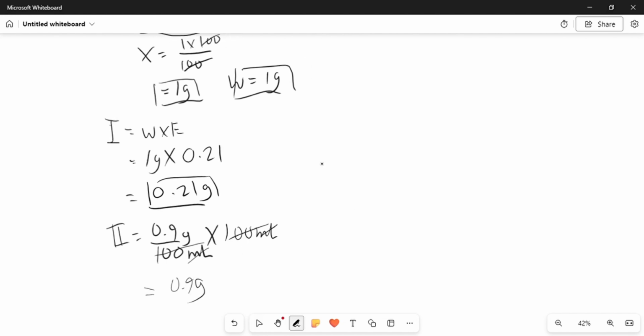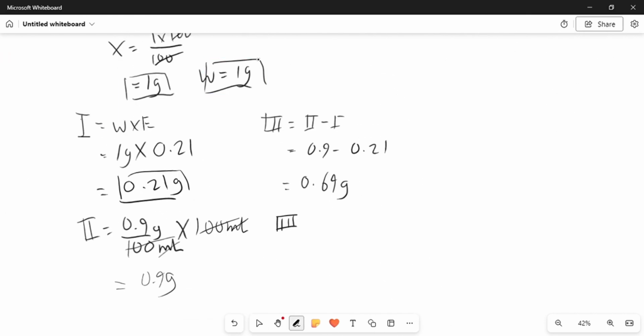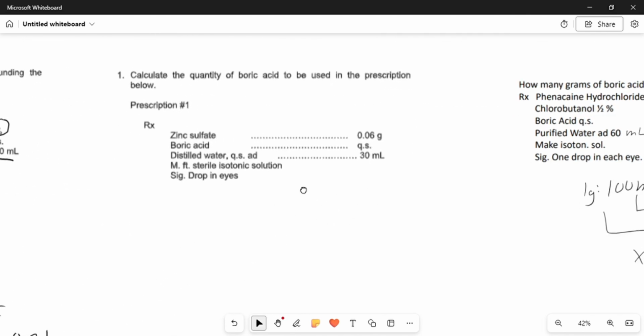So moving to step 3, step 3 is step 2 minus step 1. So we'll substitute the numbers. So 0.9 minus 0.21, which will be equal to 0.69, and that will be in grams. Step 4, let's ask our question. Is our sufficient quantity sodium chloride? If it is sodium chloride, there is no need to use step 4. So moving to the next problem.